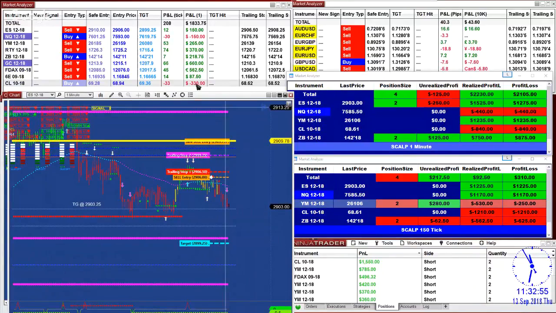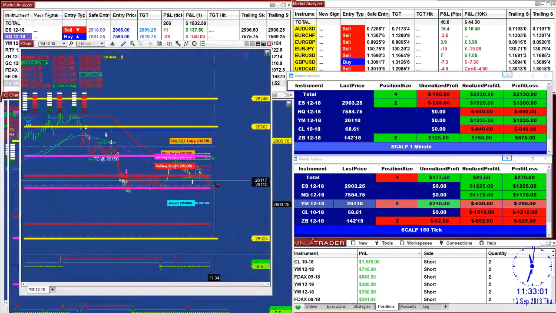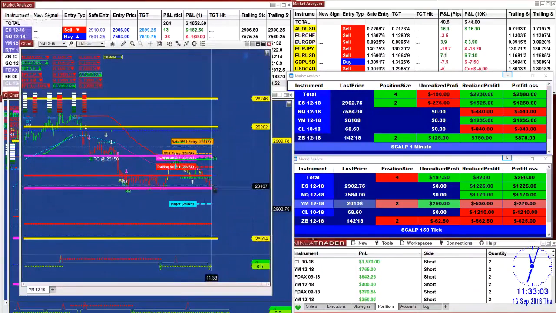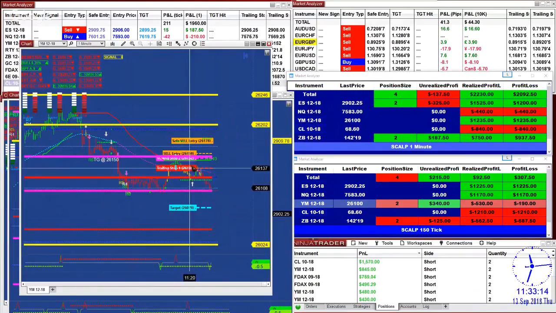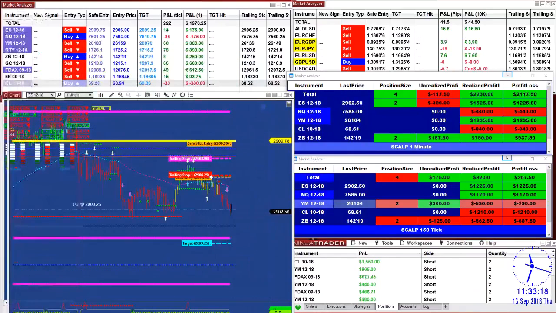And Ben, I know you're chasing the YM. On the YM, we are back to square one. You see that? We are back to square one on the YM. Not tradable. It's nothing but a problem.